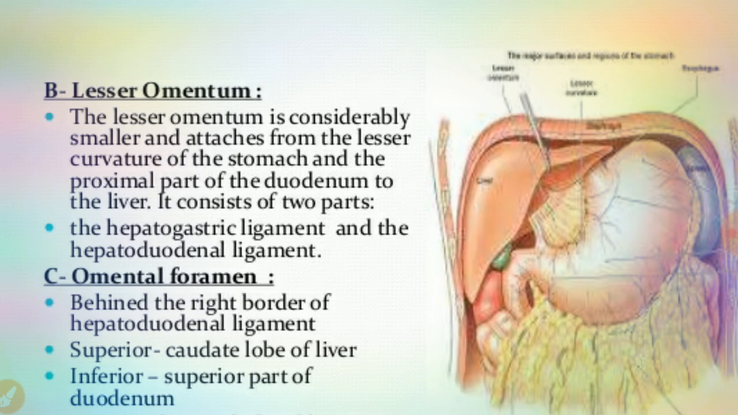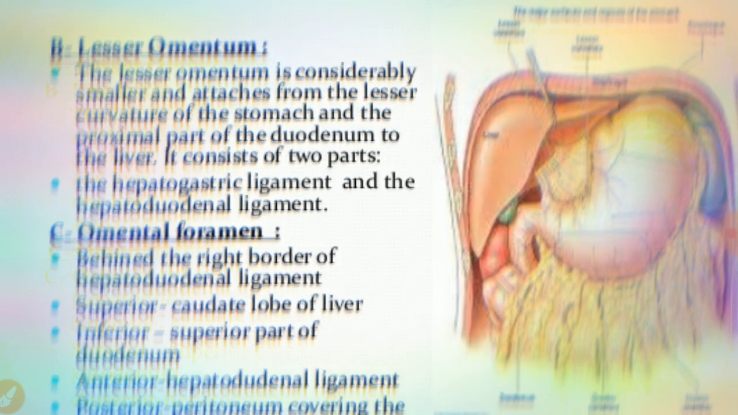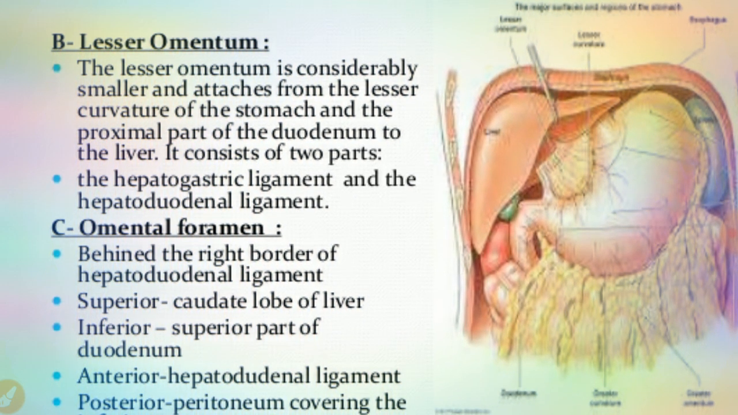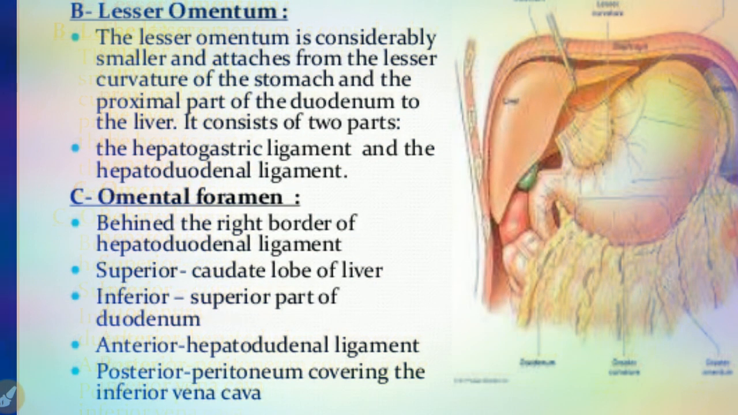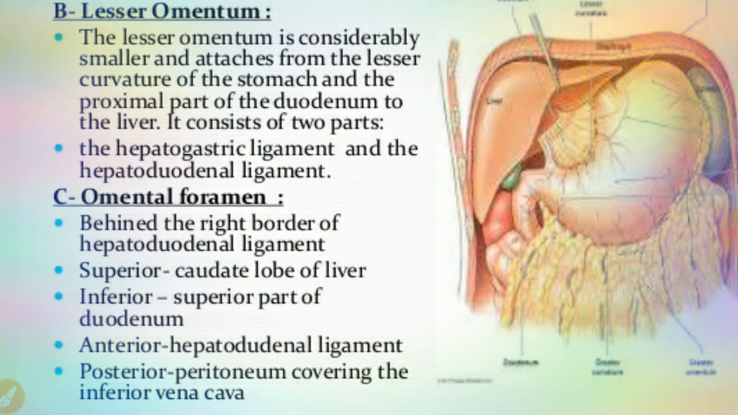So under the lesser omentum there is an omental foramen. The omental foramen lies behind the right border of the hepatoduodenal ligament. Superiorly it has the caudate lobe of the liver, and inferiorly there is the superior part of the duodenum. Anteriorly there is the hepatoduodenal ligament. Posteriorly there is the peritoneum covering the inferior vena cava. So according to the superior, inferior, anterior, and posterior views, different parts are attached towards the omental foramen.